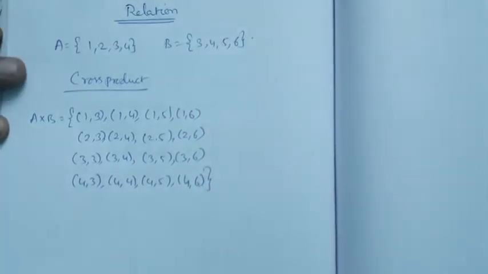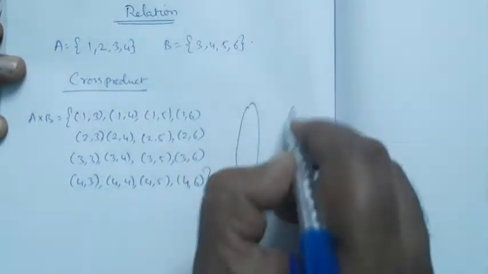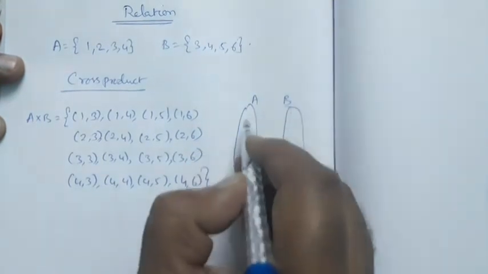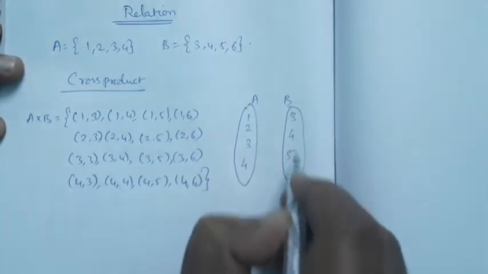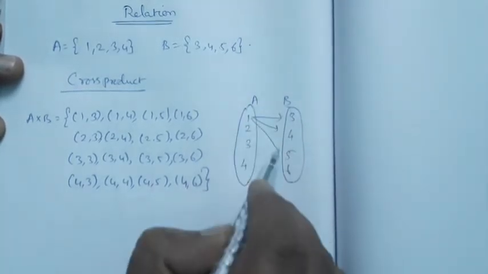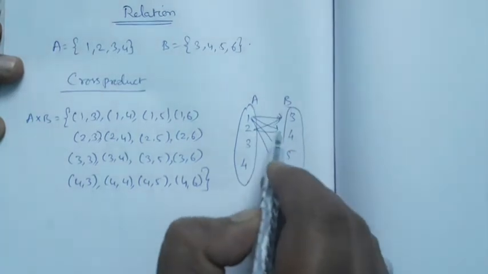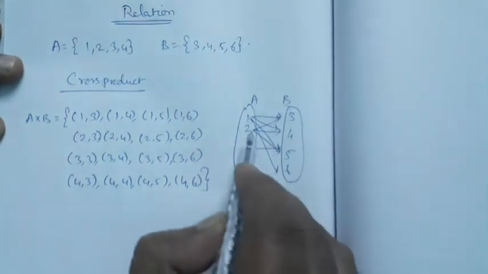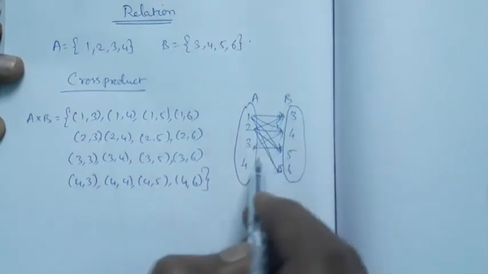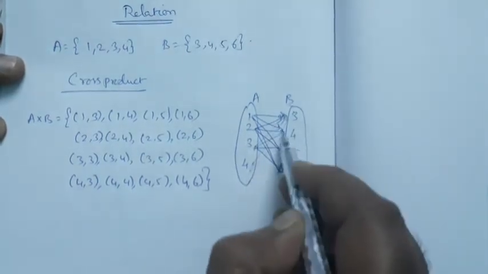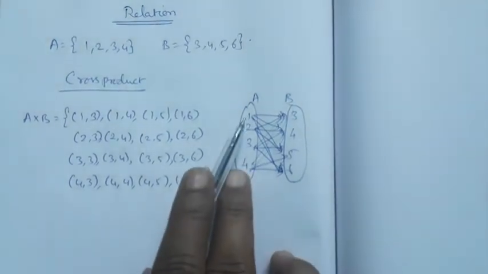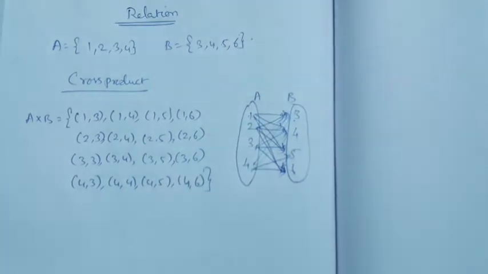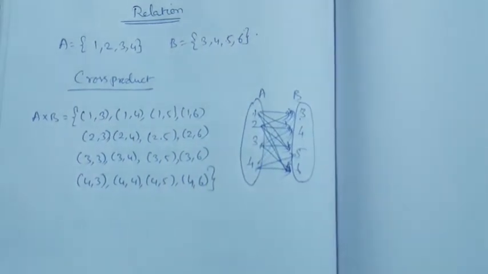As I told you earlier, this can even be expressed in the form of an arrow diagram, right? How? Take this as set A and set B. If you put the cross product, you will get a diagram like this, again from 2, and so on. So each and every element from set A is mapped to each and every element from set B. So this is the Cartesian product.